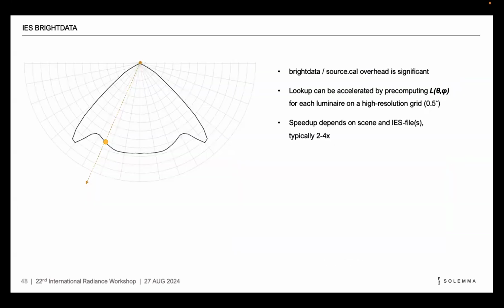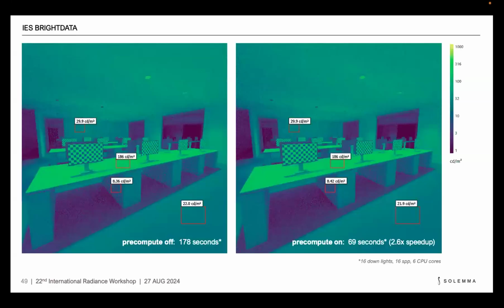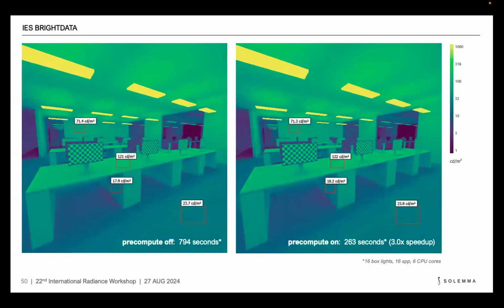So what we've done is we've pre-computed all of the lookups at a relatively high resolution and just provide that instead of doing the lookup directly. And this gets speeds much closer to the standard glow material rendering. Pre-computation is on by default in ClimateStudio, but we're going from times of using the IES-Terad process of 178 seconds to 69 seconds, about a 2.6 or 2.8 speed up, or in a larger model, like a 3.0 speed up.